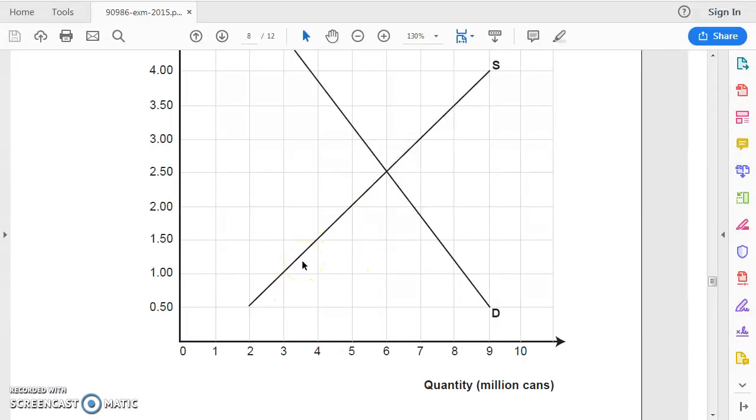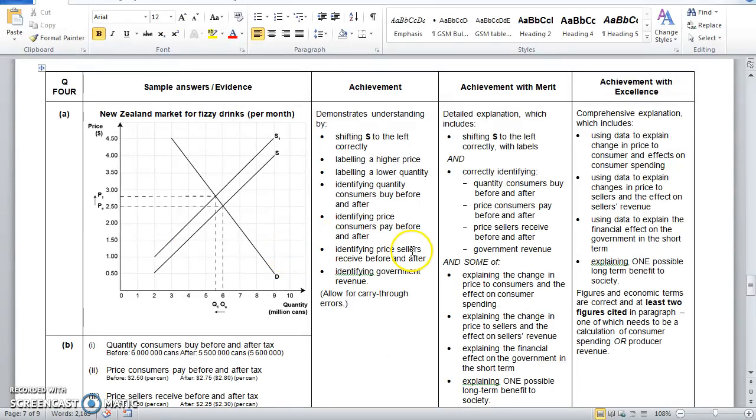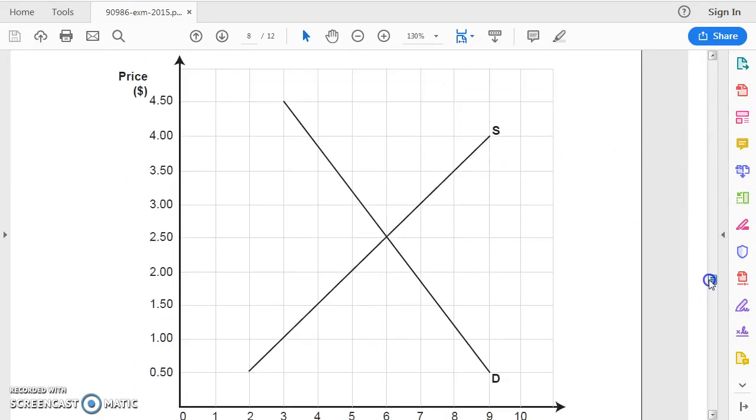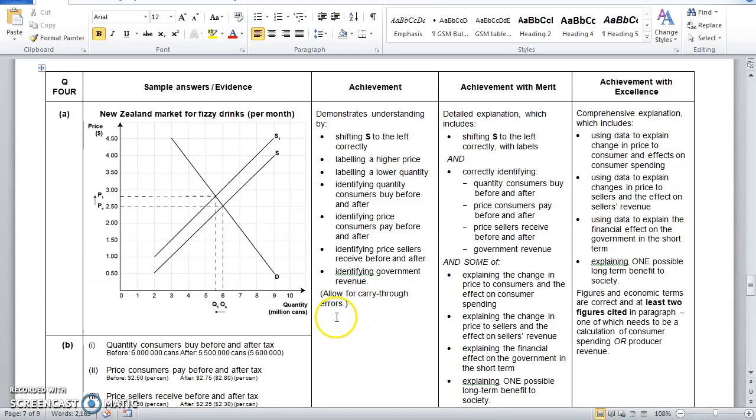Sometimes they say a tax is like a cost of production. I disagree. It's not. Costs of production are things like wages, petrol, electricity, raw materials. There's nothing about that in this question, right? There's no text saying to you that their costs have changed. The only thing that's changed is that they have to pay 50 cents to the government. So you leave this as S, and then I would call the new curve S plus tax, because this plus the 50 cents equals S plus tax.